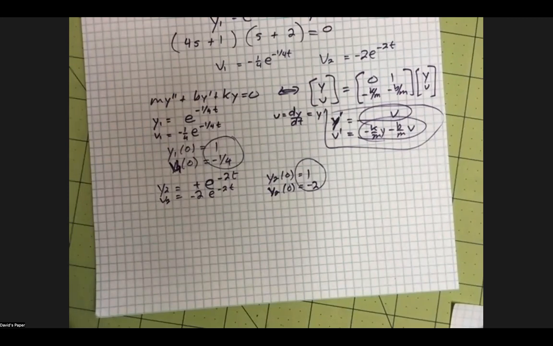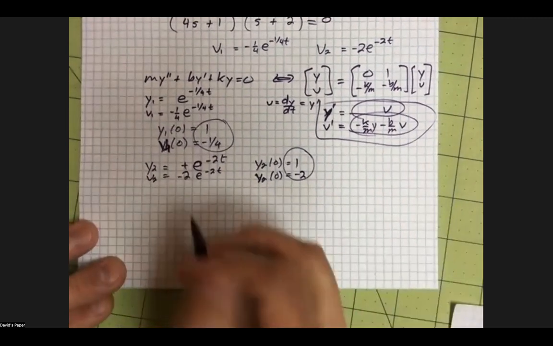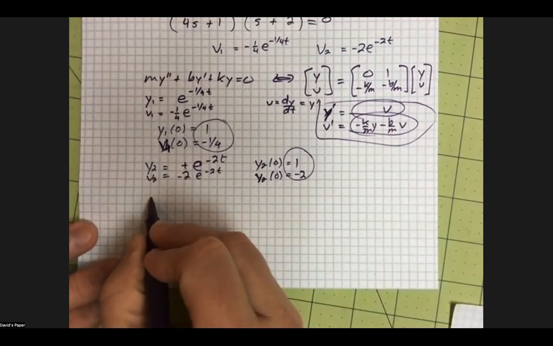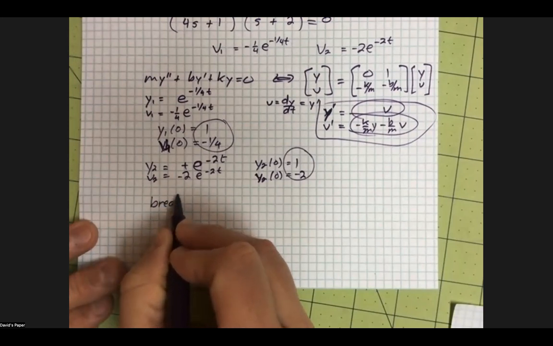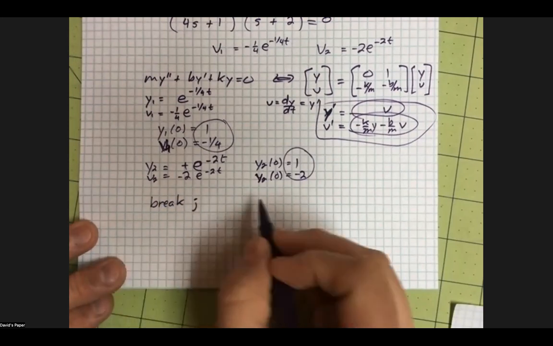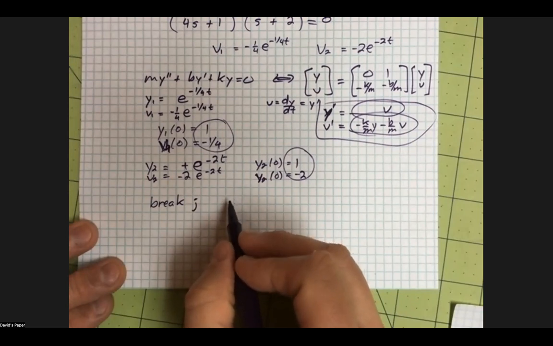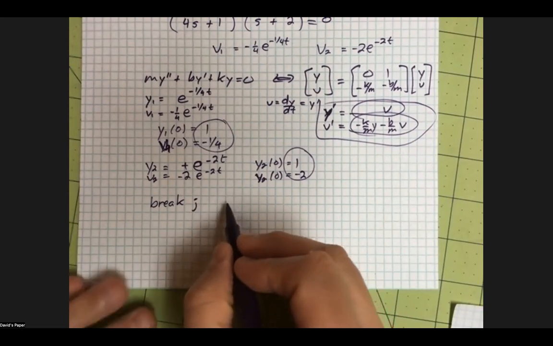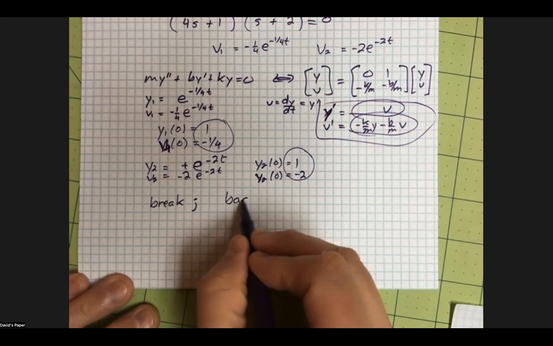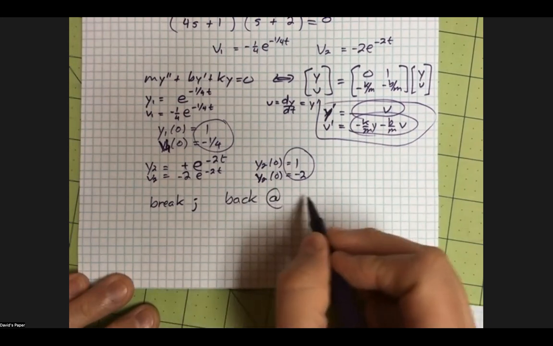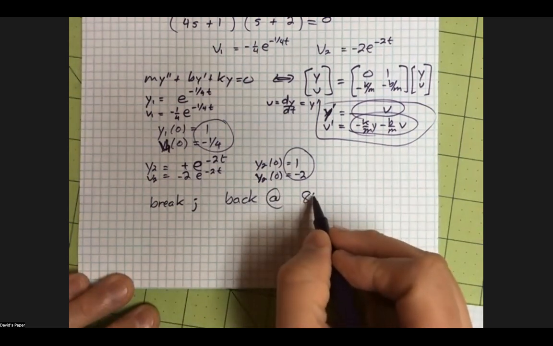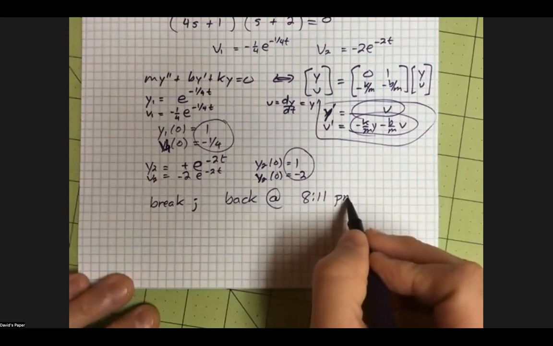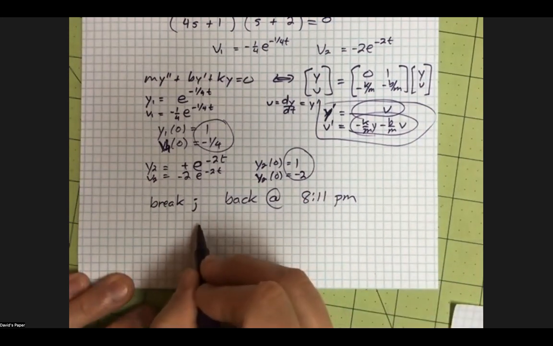We're going to go back to matrices, but we're going to take a break first. Thank you for being patient in this unorthodox format. Right now I have 8:05. Let's say we come back at 8:11. And then we'll work to our normal time.